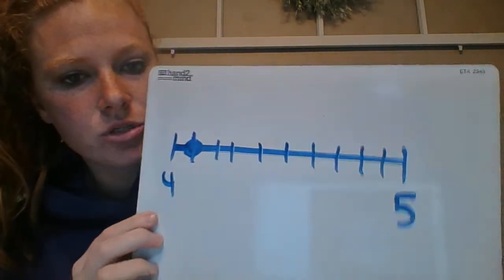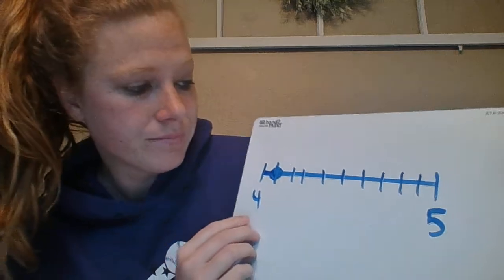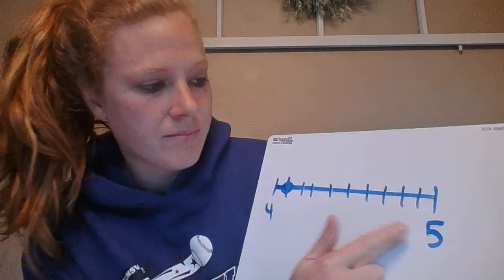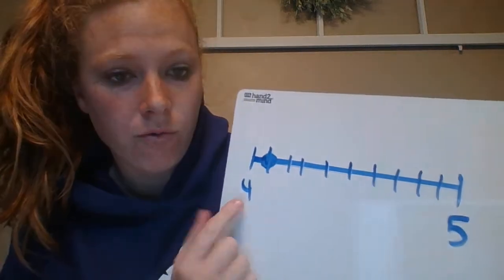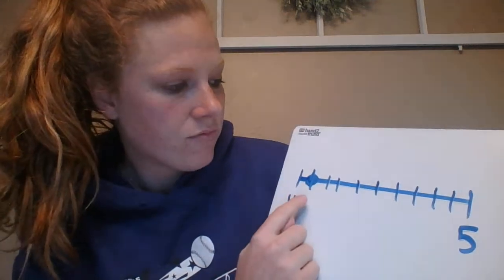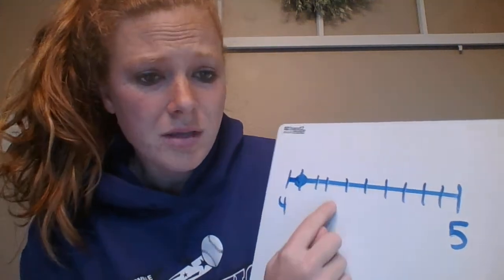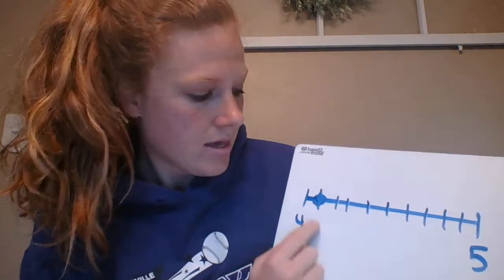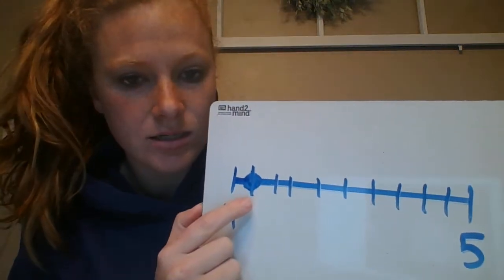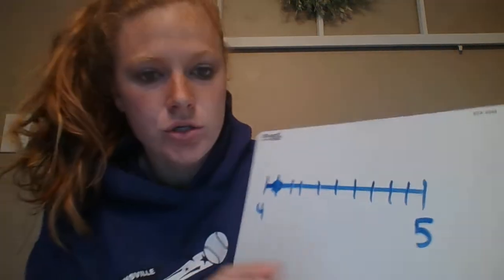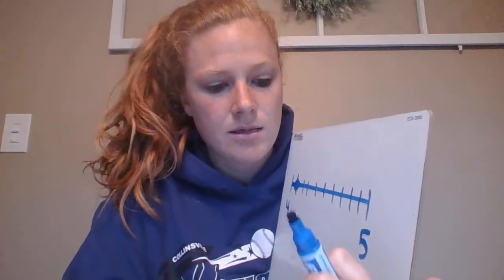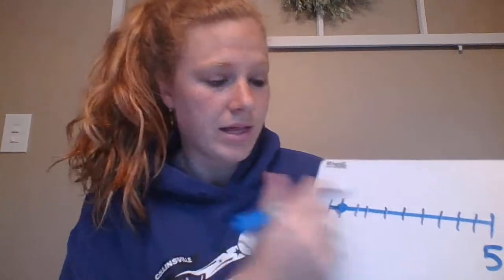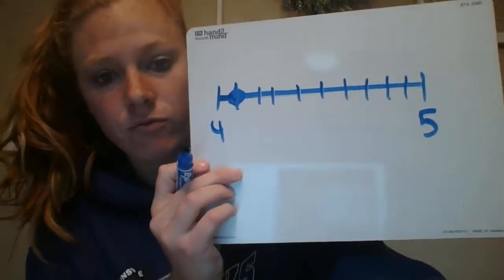I want you to go ahead and draw this on a piece of paper if you have one. As you can see, I have a number line, but that's between 4 and 5. And in between 4 and 5, it's separated by tenths. So there should be 9 lines in between 4 and 5. And then I have a dot on this first line.